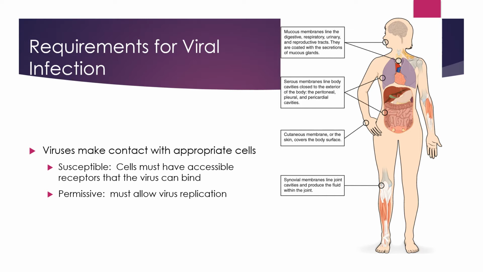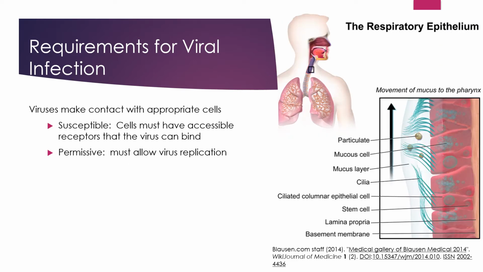A smaller proportion of the surface of the human body is covered by mucous membranes. Mucous membranes line the respiratory tract, the gastrointestinal tract, the genitourinary tract, and they surround the structures of the eye. Let's take a few minutes to look at the respiratory epithelium, because it is the mucous membrane that is the most common portal of entry for viruses entering the human body.